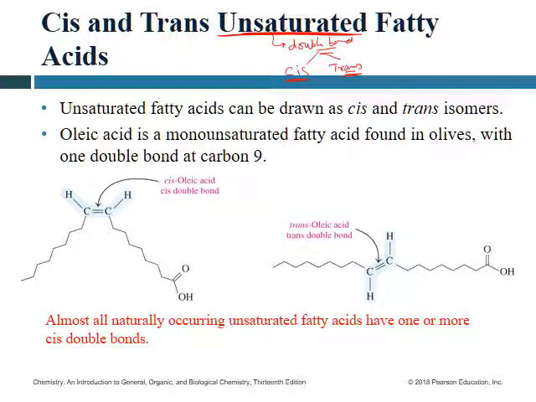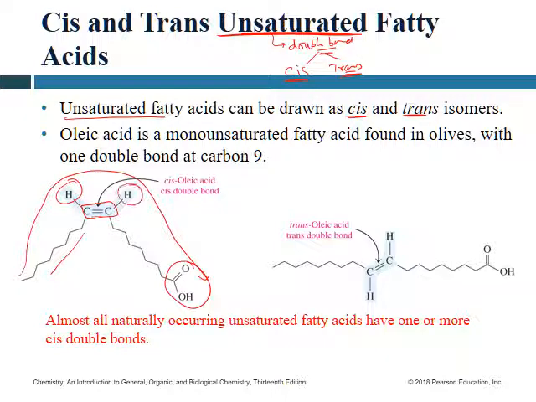So unsaturated fatty acid can be drawn as cis and trans, right? Because of the double bond present. So for example, this is a fatty acid, this is the entire fatty acid, a long chain of carbon with a carboxylic acid at the end, and then in any one place you will have a double bond, right? And because of this double bond, this structure can form cis and trans. So the same group is present on the same side, so this is cis.